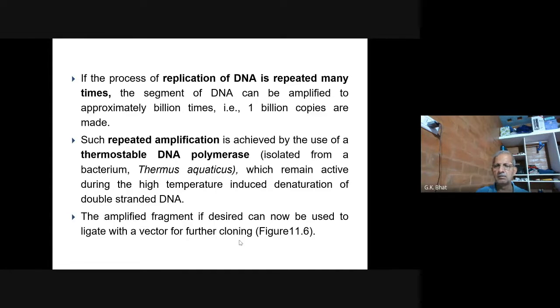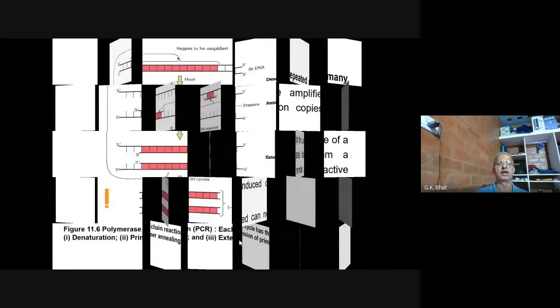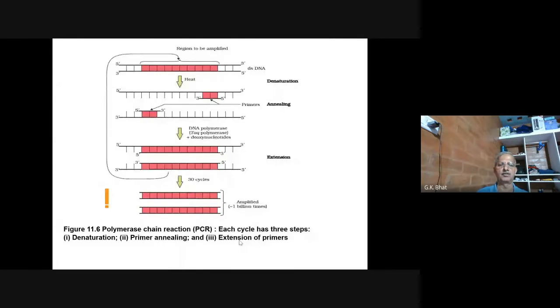Hello? Okay. The amplified fragment, if desired, can now be used to ligate with a vector for further cloning. This is what is done. I will explain this. This is PCR, polymerase chain reaction. What does the polymerase chain reaction involve? It enables us to get the gene of interest in multiple copies.